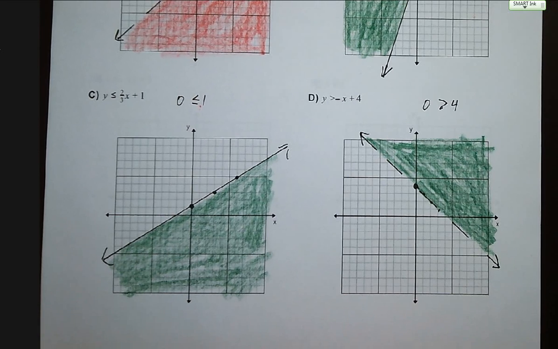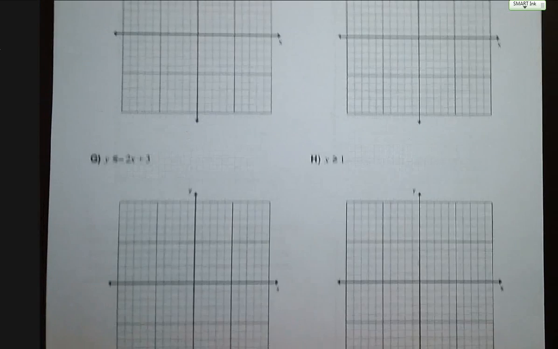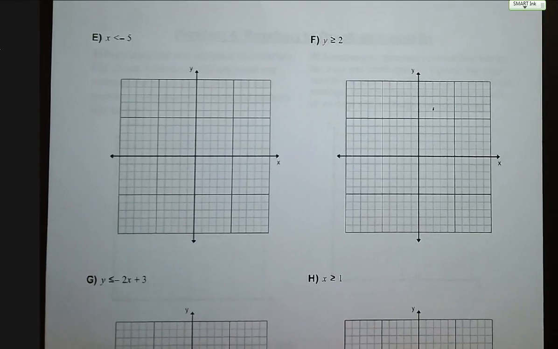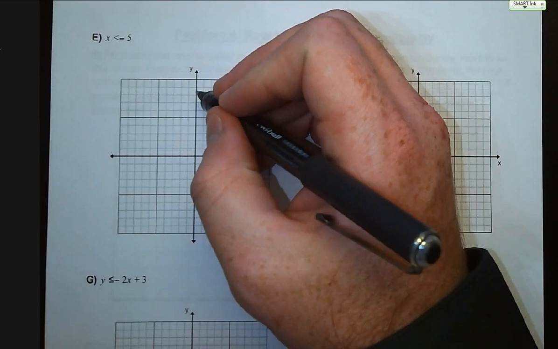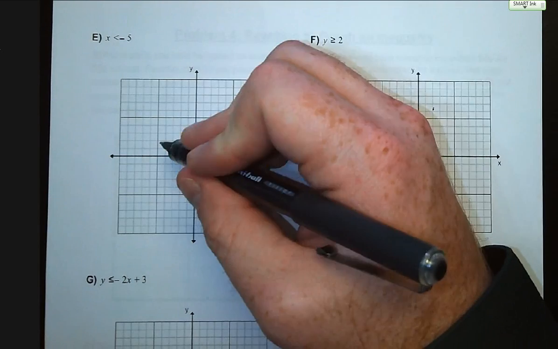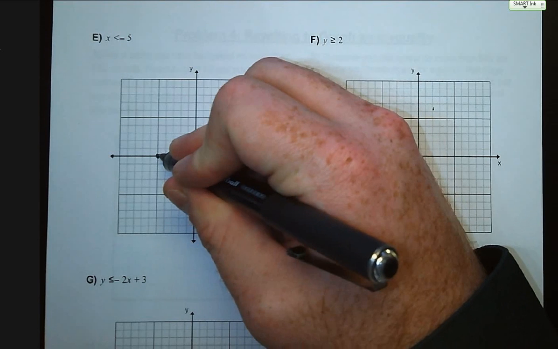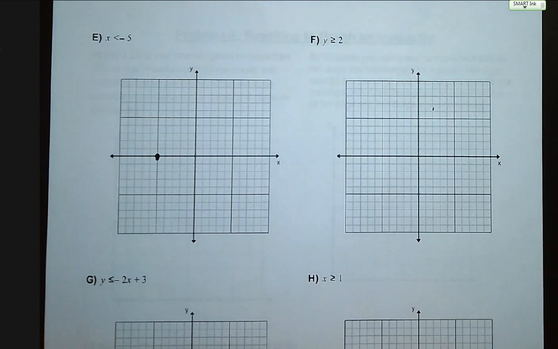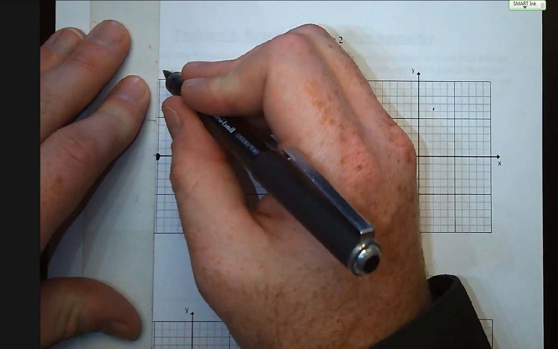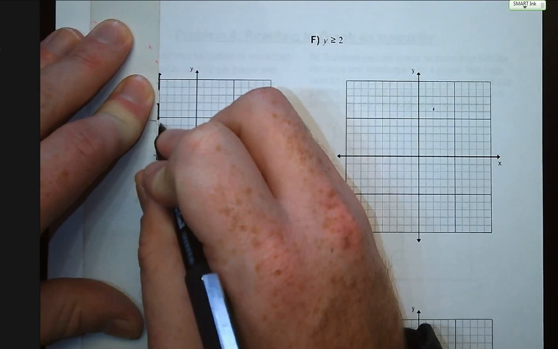All right. Next page, we have some more examples. So we have x is less than negative 5. Remember, when it's x is equal to, it would be a vertical line. So we have less than negative 5, so we have a point right there. And it's less than, so it's going to be a dashed line. So we have something that looks like this.